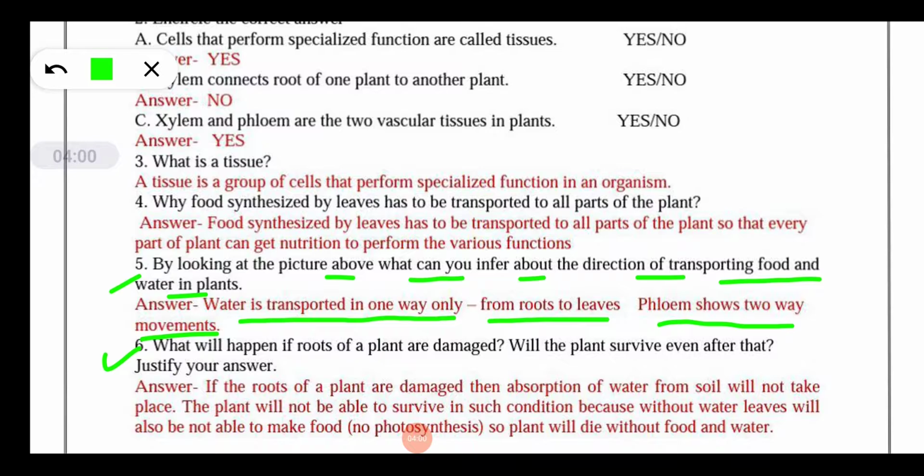Question number 6, what will happen if the roots of a plant are damaged? Will the plant survive even after that? Justify your answer. If the roots of a plant are damaged, then absorption of water from the soil will not take place. The plant will not be able to survive in such a condition, because without water leaves will also not be able to make food. So the plant will die without food and water.